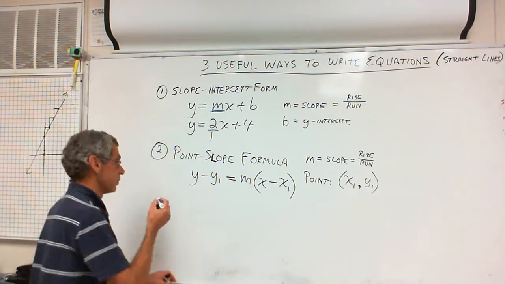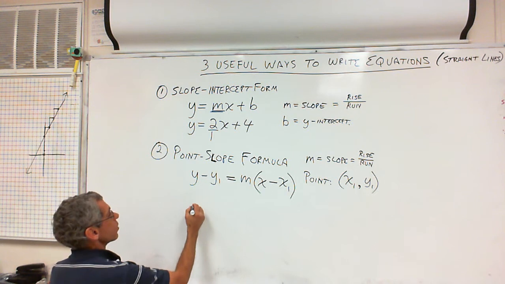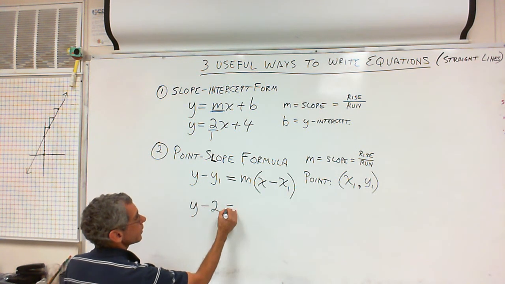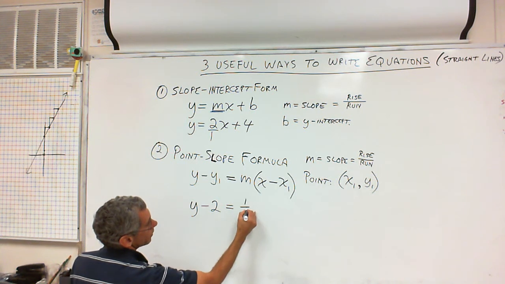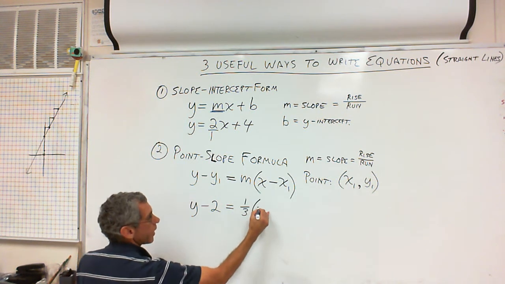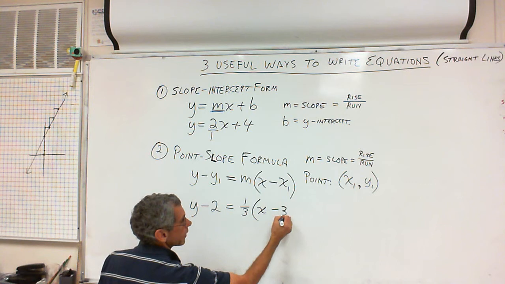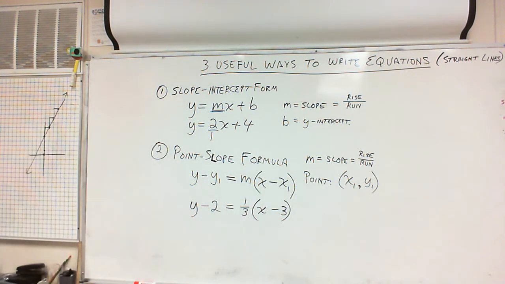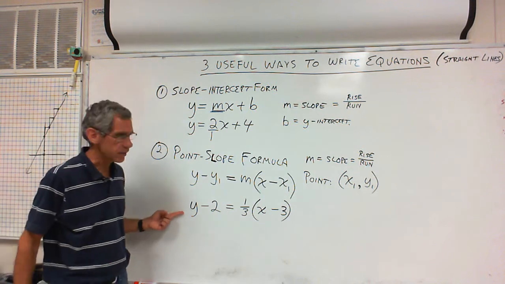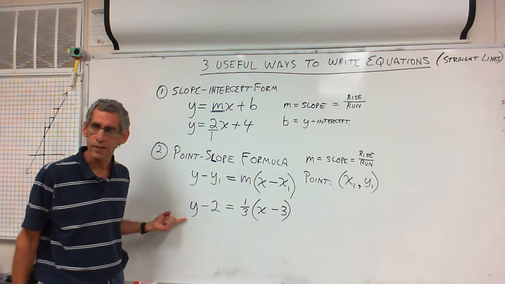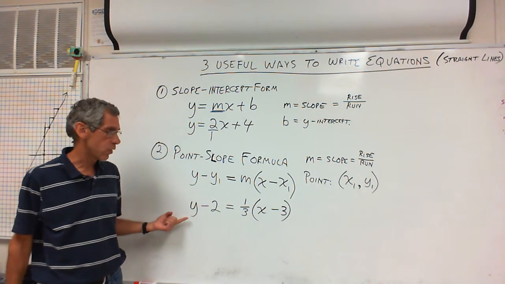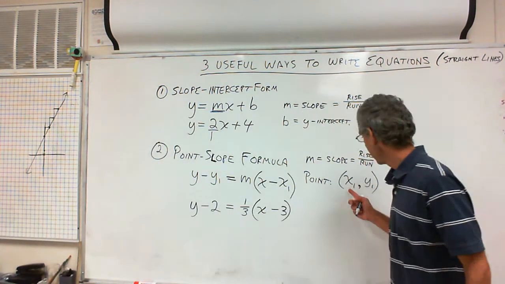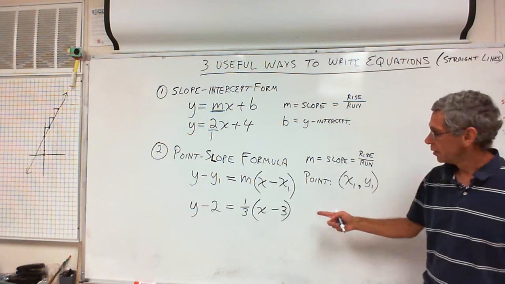Okay, so now I'm going to write an example of this problem. Okay, like a real life example. So you could have something like this. y minus 2 is equal to 1/3 times x minus 3. So that's like an example that you'd actually see possibly on a test or something. y minus 2 is equal to 1/3 x minus 3. My point is going to be x1, comma, y1.